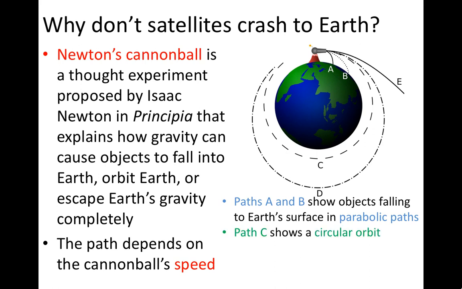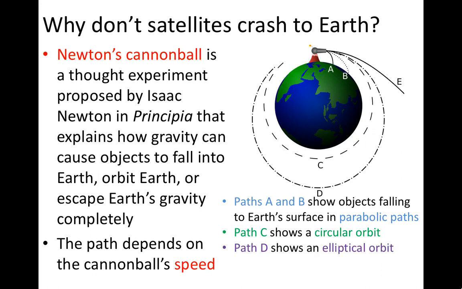Path C shows just the right speed to achieve a circular orbit. Circular orbit is the special speed where instead of falling into the Earth, when the cannonball curves down, it curves down at the same rate that Earth's surface curves. And so instead of falling into Earth, it falls around the Earth, maintaining the same distance from Earth the entire orbit. And if it gets fired a little bit faster, it'll follow path D.